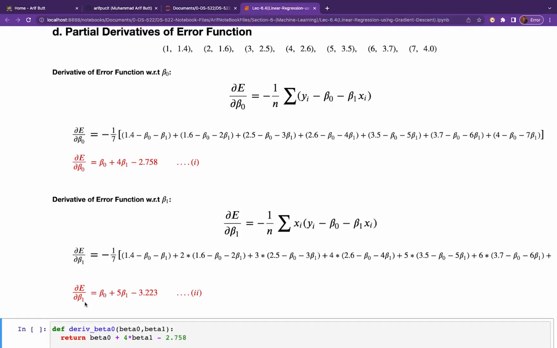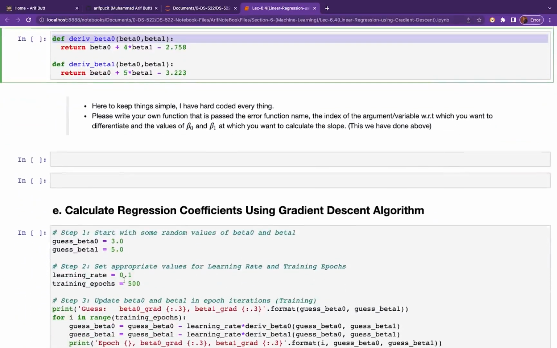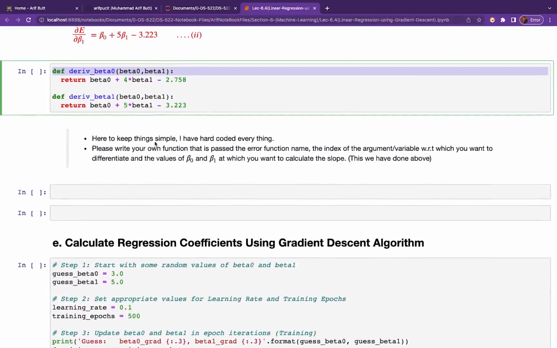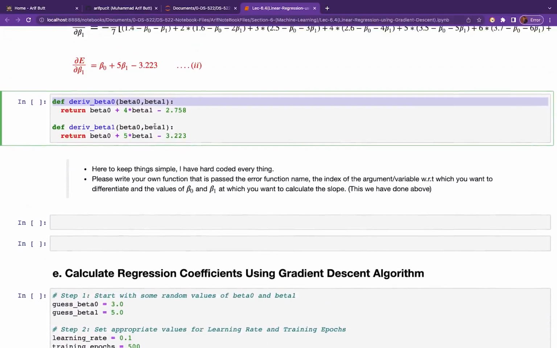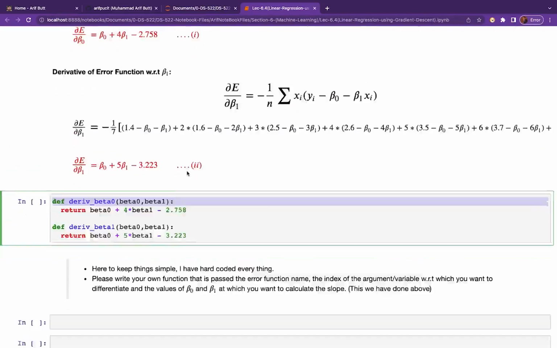Okay, and here we have the two functions, derivative of beta 0 and derivative of beta 1, which are passed the values of beta 0 and beta 1, and they substitute those values in these two equations to return the slope at that point. I hope this makes sense. My dear students, I have kept these things quite simple, and I have hard coded everything. You can write down generic functions as we have done above.